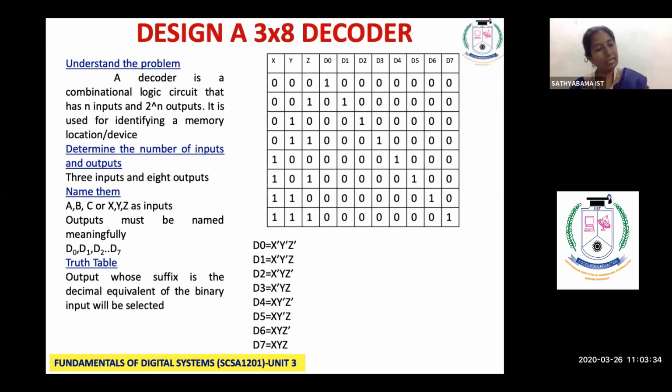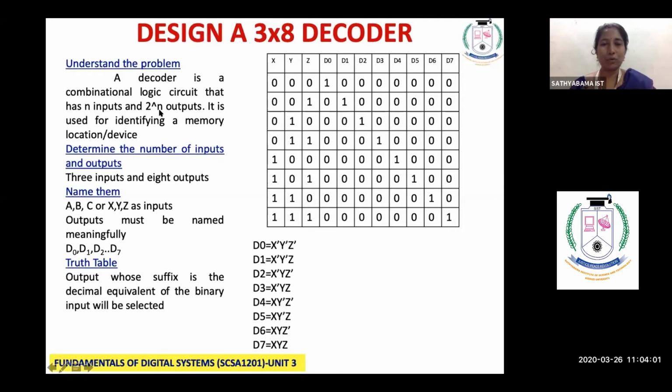If you have 8 devices, then how many wires do you need? For 2, it is 1. For 4, it is 2. So some relationship is there, some mathematical relationship. That mathematical relationship is nothing but, suppose you are having 2 power n outputs, then we should have n inputs. Okay, let us check whether I am right.